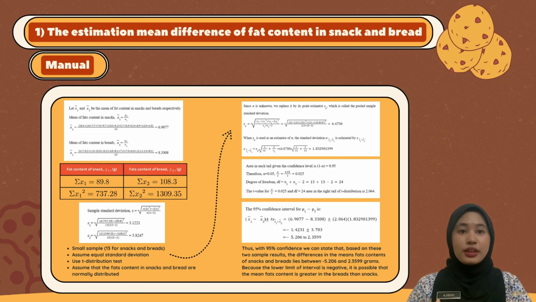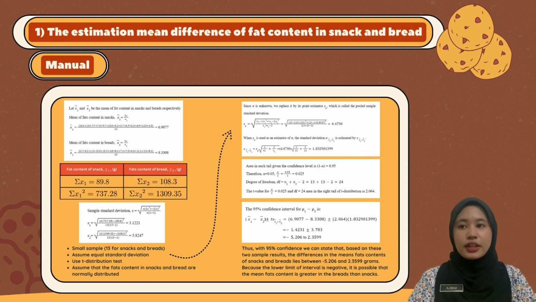Therefore, since it is two-tailed, then alpha over 2 is equal to 0.025. And then for the degree of freedom is 24. Thus, the t-value is 2.064. Next, we will calculate the confidence interval. For mu1 minus mu2 is negative 5.206 to 2.3599.